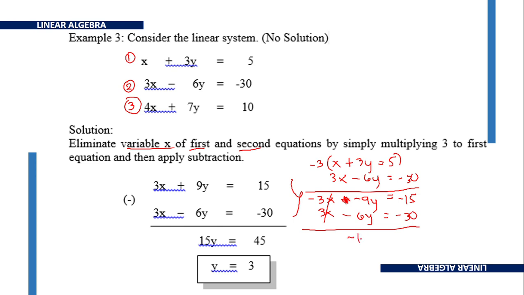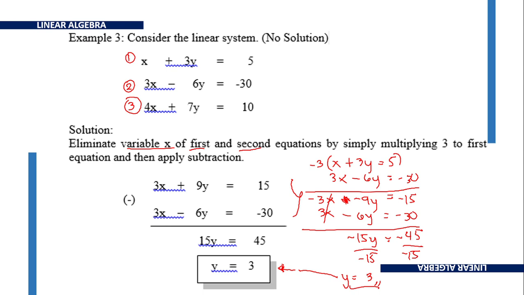Then, we have, here is, negative 15y is equal to, ilan na to? Negative 45. Then negative 15, divide both sides by negative 15. So, our y is equal to 3. So, as you can see, parehas din naman siya. Okay, so nakuha na natin yung variable na y.